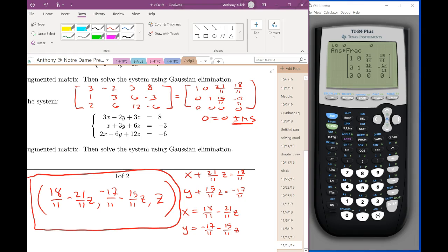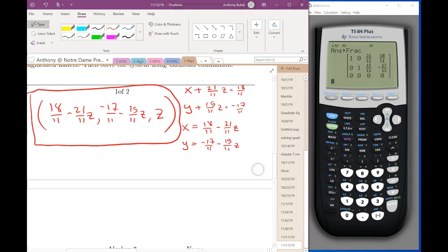Look at how easy that was to get from that row-reduced echelon form matrix, right? That Gaussian elimination really did all the heavy lifting for us there. We just had to rearrange the results a little bit. Not only did we get the infinitely many, we got the general form almost immediately from what the calculator gave us. Okay with that?